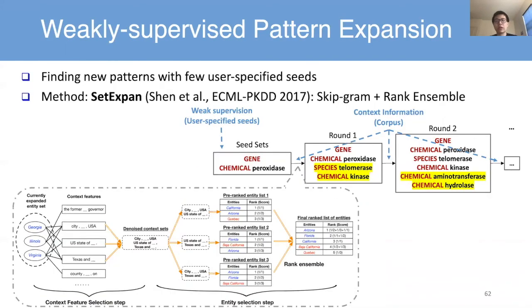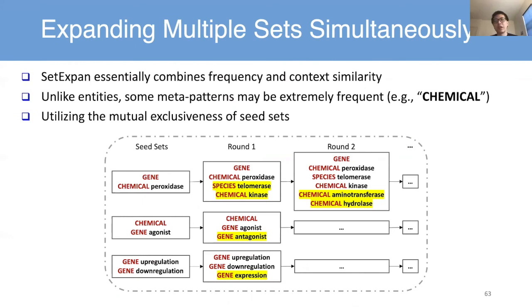In this work, we mainly borrow the set expansion idea we published before and adapt it for the meta patterns. It's basically a pattern-based method that tries to figure out the common contexts of those seed patterns, and then tries to find similar patterns. If you're interested, you can read this set expansion paper and also this pattern-enhanced NER paper for the details. Set expansion essentially combines frequency and context similarity. But unlike entities, some meta patterns may be extremely frequent. For example, chemical. Chemical is everywhere in biomedical publications. We utilize some further information about these sets. Remember that we are trying to recognize different entity types, so these entities should be mutually exclusive to each other. We leverage this as an additional constraint in the set expansion to make the process more accurate.